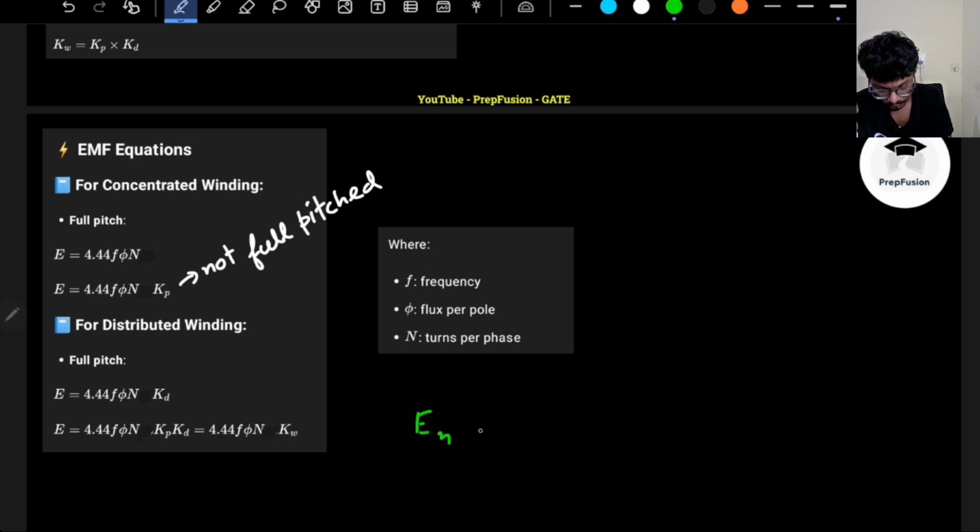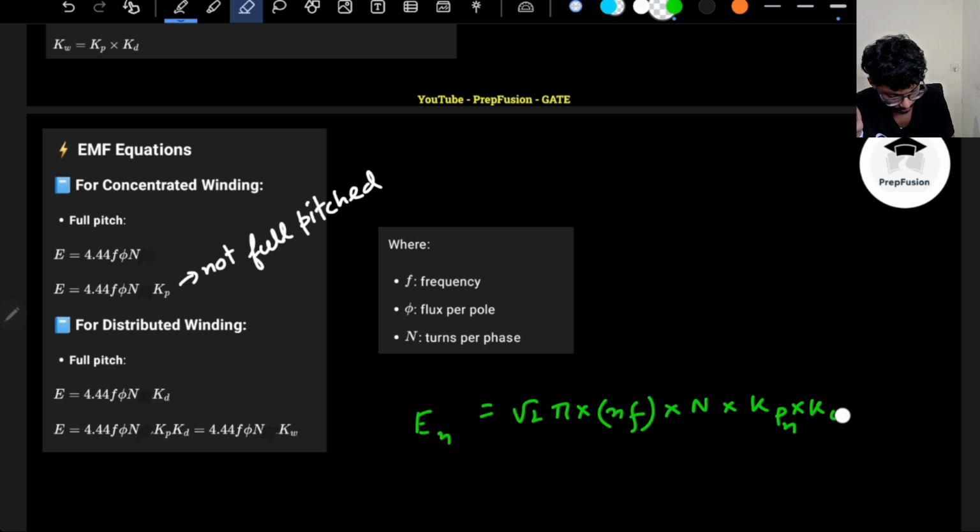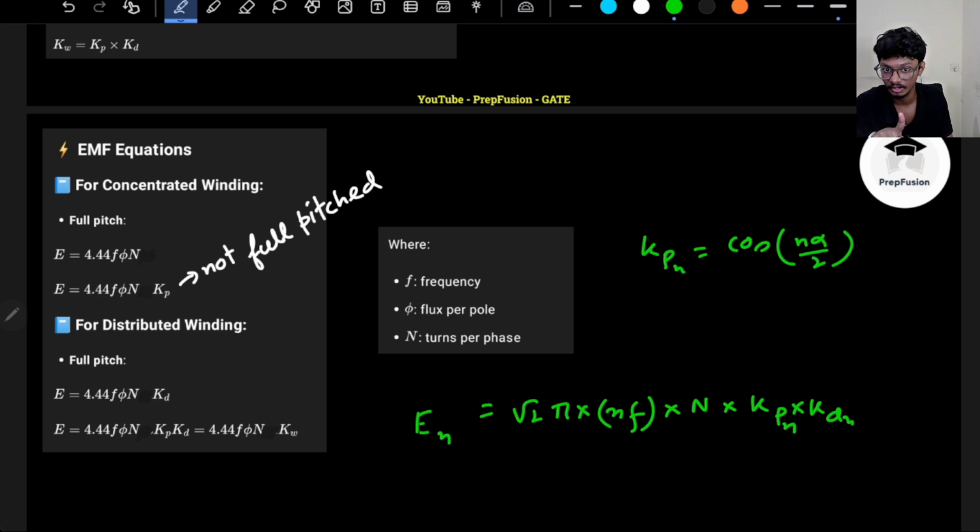For the nth harmonic, En, what will be the nth harmonic induced EMF? It will be root 2 pi into n into f into the number of turns into Kpn into Kdn. Remember, what was our Kpn? Kp1 was cos of n alpha divided by 2. Remember what alpha is? Alpha is the chording angle, right? 180 minus the coil span.